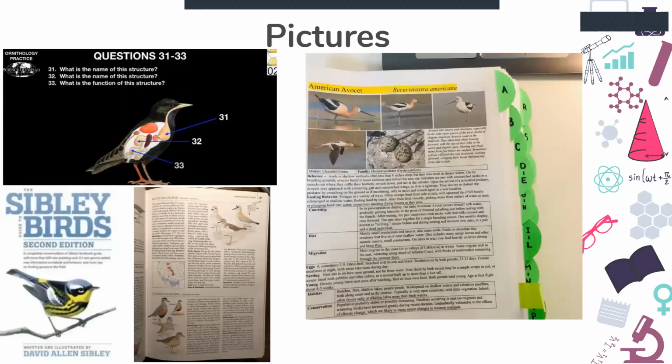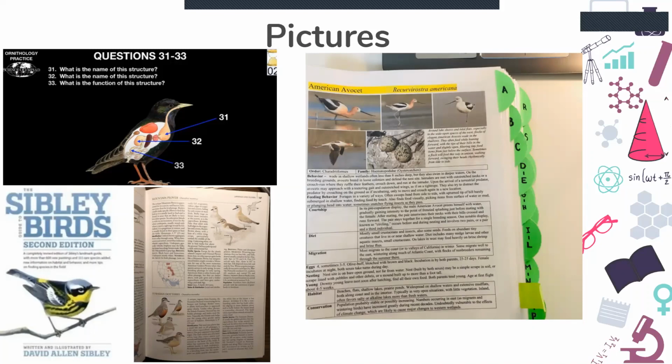The first picture on the left is what I meant by studying the structure or the internal parts of the bird. 31 and 32 would be level 1 questions that would ask you about identifying the structure. And then 33, what is the function of the structure, would be a level 3 question where you need to explain it. And for a field guide, I would really recommend the Sibley birds, which was what I used for my event last year.